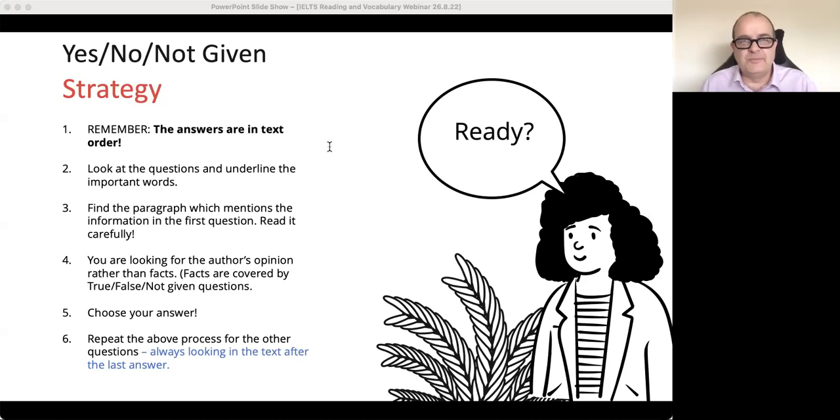Step 6, repeat the above process for the other questions, but remember, each question then gets easier because you're always looking in the text after the last answer. So you can ignore all the text before the previous answers. So it will get easier as you go.